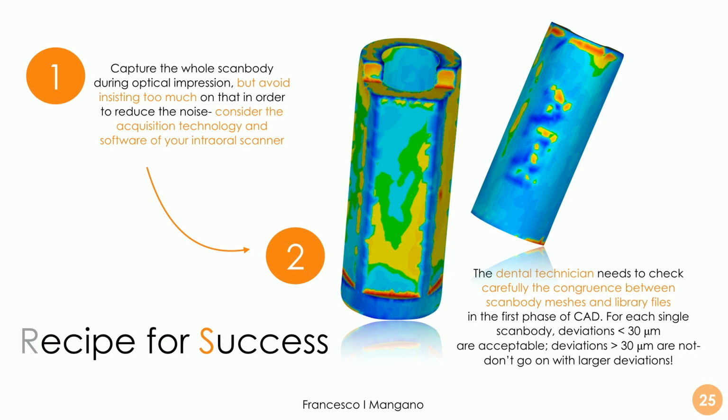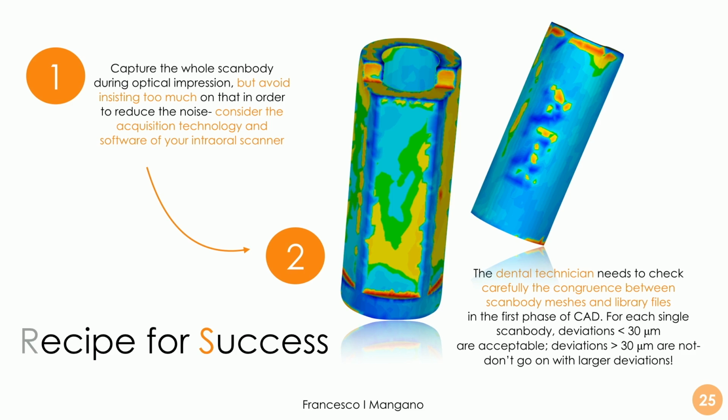So in order to avoid a noise effect, I need to scan faster and avoid insisting too much on the tiles. With iTero, for example, with Emerald S, it is different. I can insist a little bit more because I have the opposite problem. I have a reconstruction that usually is little when compared to the library file. So different scanner, different strategies that we need to adopt because they have different algorithms, and the literature needs to investigate this topic very well.